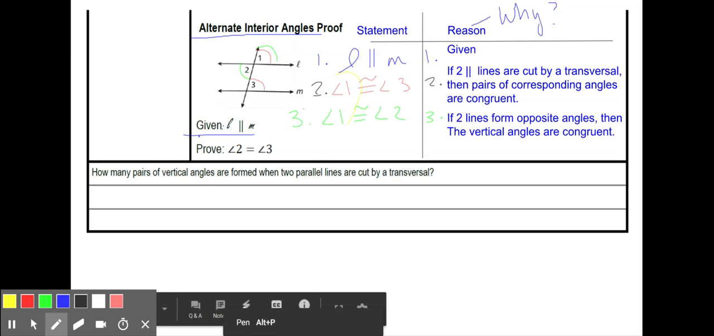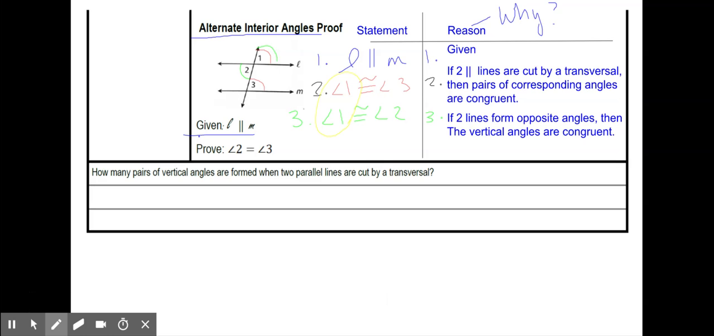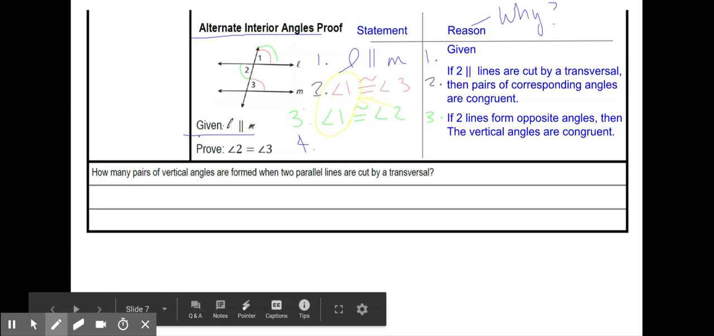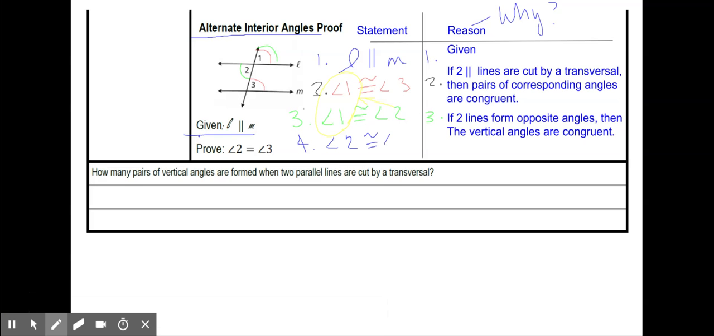Ooh, I noticed something algebraically. I have two angle 1s. That means that my angle 2 can substitute in for angle 1. So my fourth and final statement is I can say angle 2 is congruent to or equal to angle 3. You might not be able to see the yellow, but since I have two angle 1s, angle 1 is congruent to angle 3, and angle 1 is congruent to angle 2, I can also state by the transitive property or substitution that angle 2 is congruent to angle 3. We've proved alternate interior angles are congruent. Try that one on your own. You will be doing proofs.